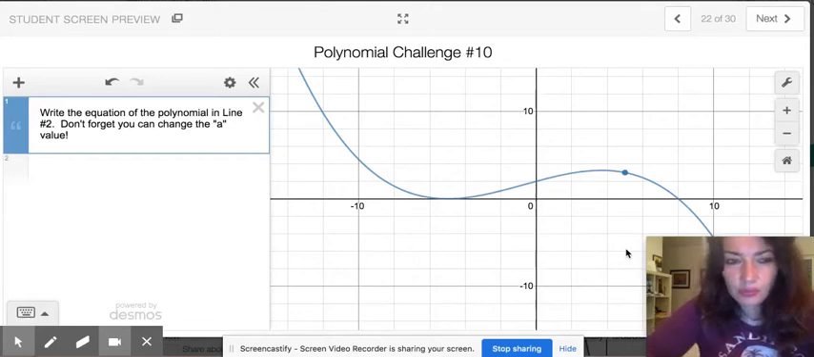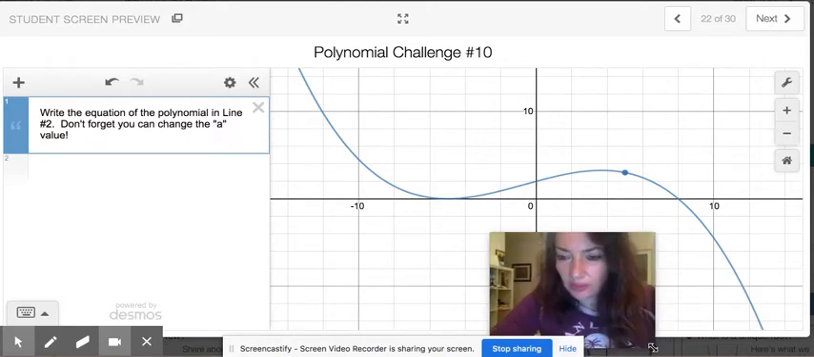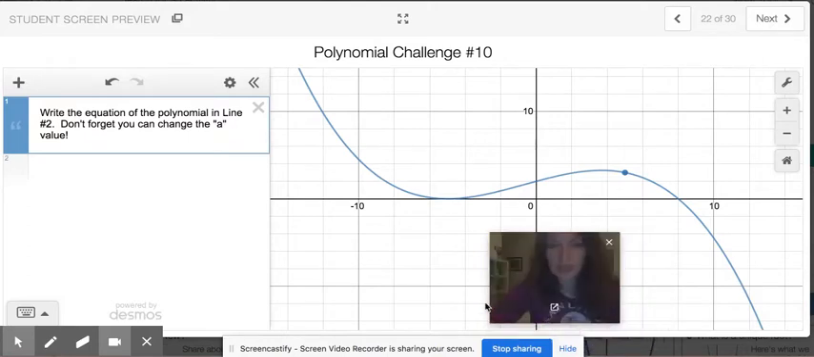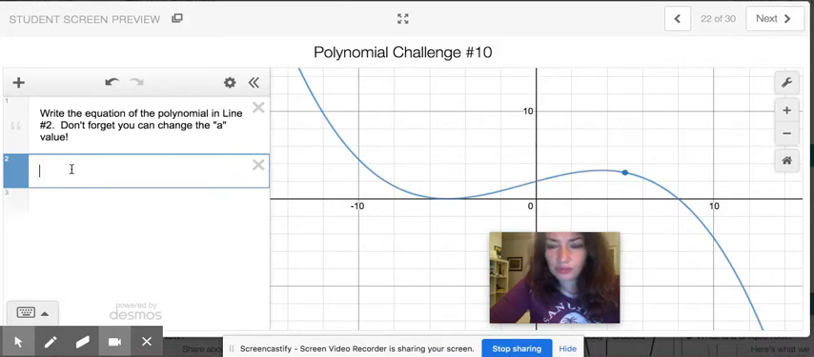It says write the equation, the polynomial in line number 2. Don't forget you can change the a value. All right, so in this case, we are going to look at the x-intercepts, and we could see that on this graph, we have a bounce at -5, 0, and then a pass at 8, 0. So we're going to write that equation down first.